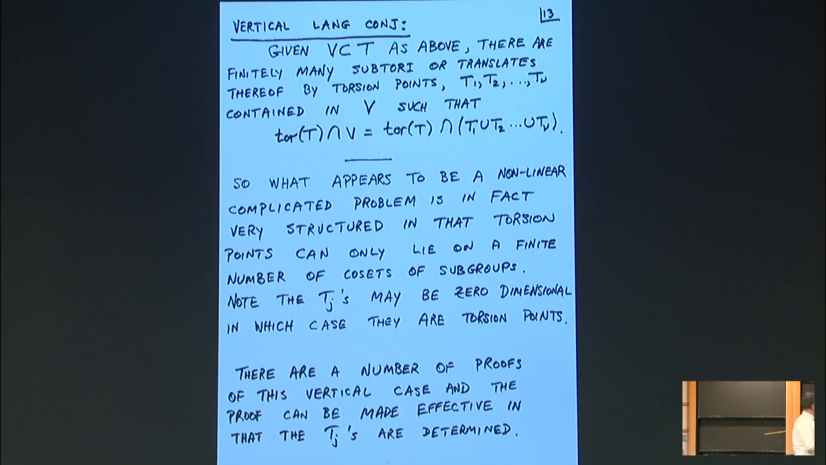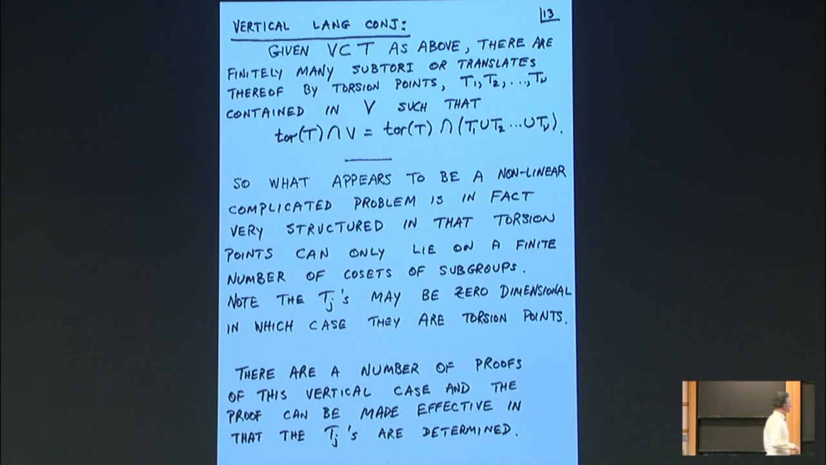So you find these finite number of subtori which are contained in T, such that the intersection of the torsion points with V is actually the intersection of the torsion points with these linear subspaces. The rest is irrelevant. So what looks to be a highly nonlinear problem is in fact linear, if you're solving for roots of unity, torsion points. Okay, that was one of Lang's conjectures.